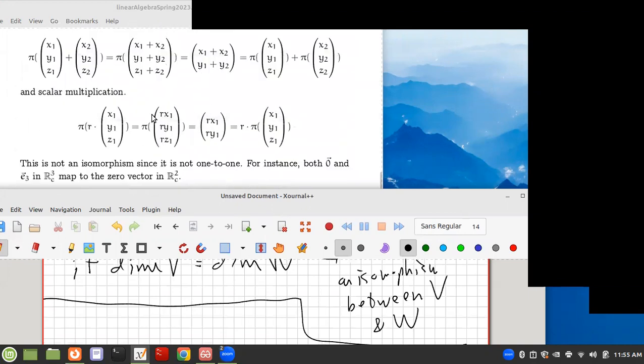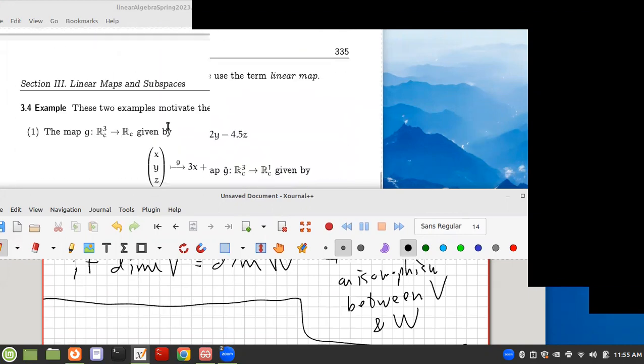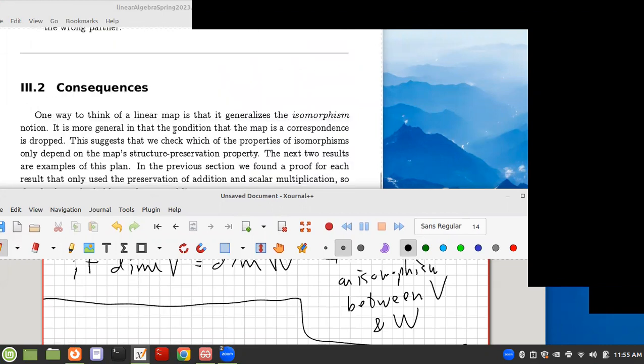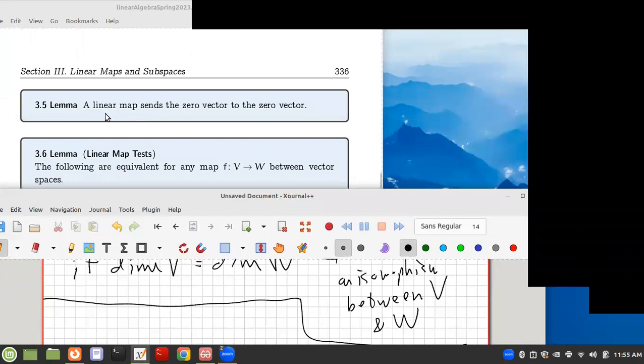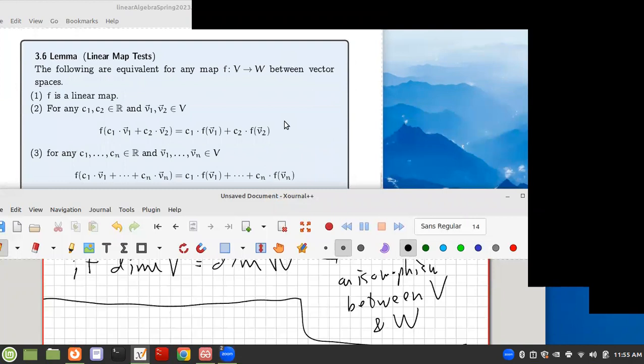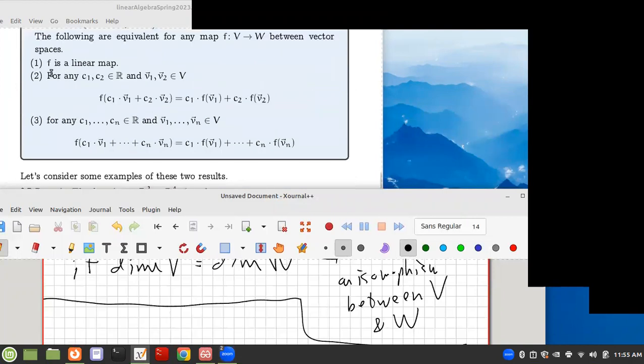And it gives you some examples of maps that are linear but not one-to-one. Okay. And then we want to look at what are some consequences just of linearity. One of which is that a linear map, by itself, it doesn't have to be one-to-one, maps the zero vector to the zero vector. And here's the linear map test. F is a linear map. And here's the consequence here.